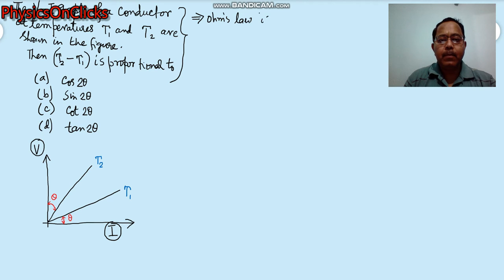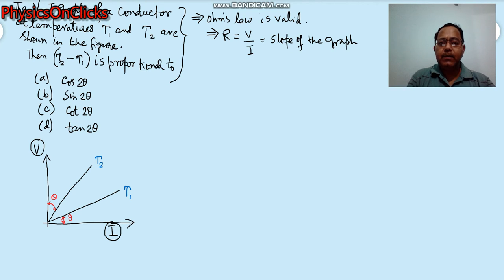is valid for this particular conductor, because at a particular temperature the V versus I graph is a straight line. So this implies that the resistance, which is equal to V by I, should be equal to the slope of the straight line graph, is it not? So for the first graph at temperature T1, what is the slope? Slope is equal to tan theta, is it not? The graph is making an angle theta, and this tan theta is equal to V by I, that is equal to R1. At temperature T1, the resistance is R1.